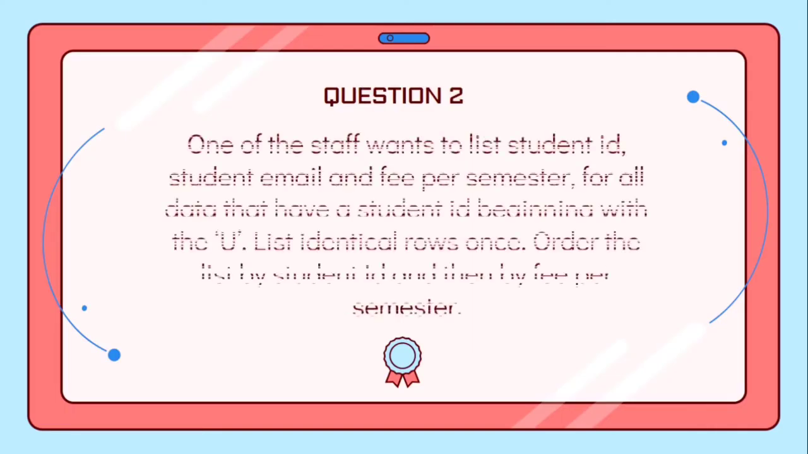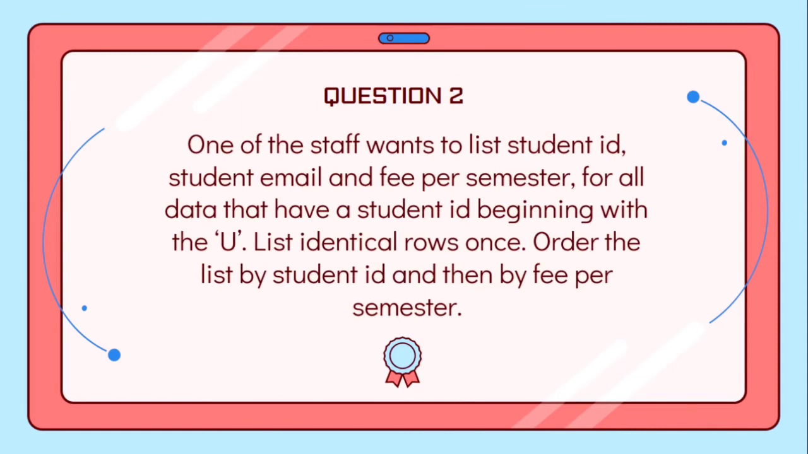For the second question, one of the staff wants to list student ID, student email, and fee per semester for all data that have a student ID beginning with the U. List identical rows once, order the list by student ID and then by fee per semester.